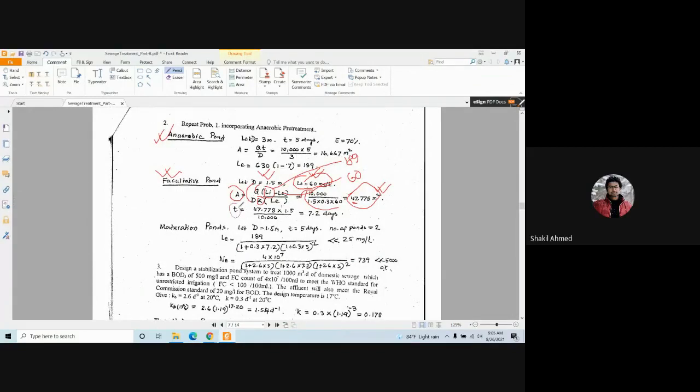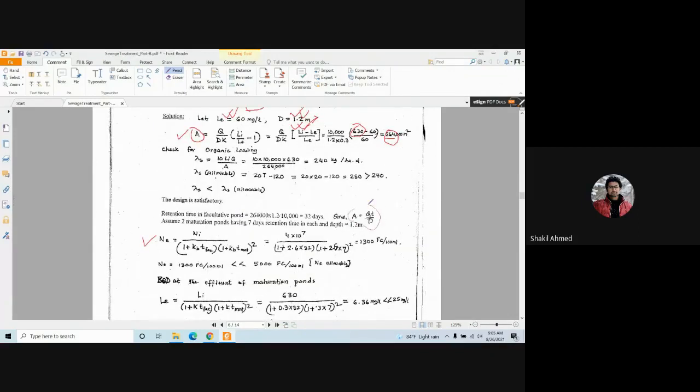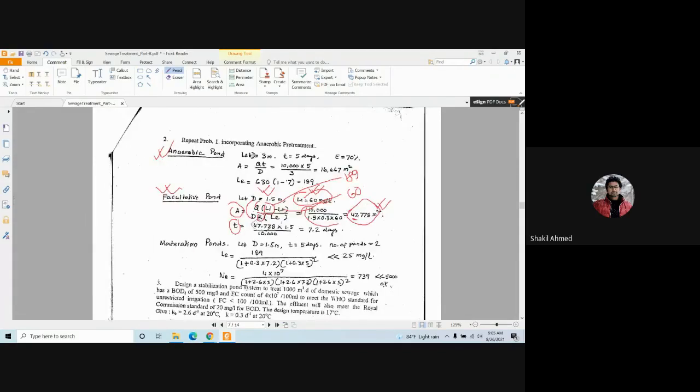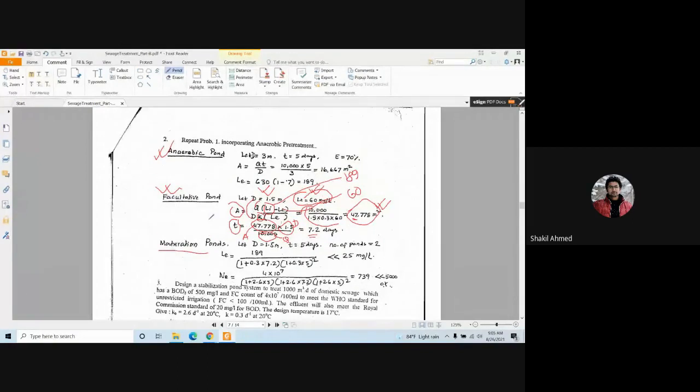So your detention time T will be calculated from this equation. T equals A into D over Q. This is A, this is D, and this is Q. Clear? Which is 7.2 days. Any question? No, sir. And then for the maturation pond, same, let D equal 1.5 meter, T equals 5 days, and number of ponds equals 2.